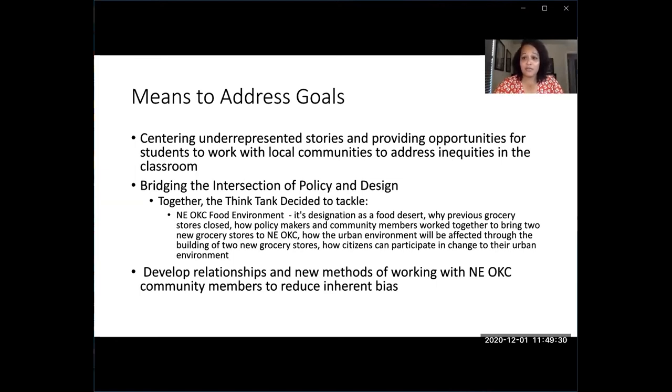And so we want to develop relationships with the community. And again, the goal is for us and our students to reduce that inherent bias that takes place when engaging with communities.